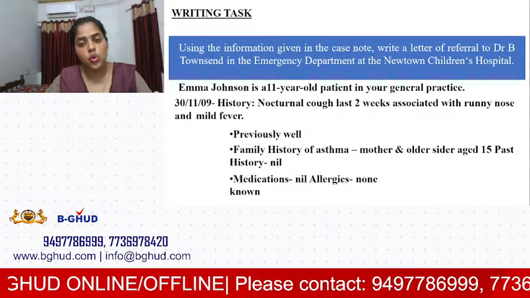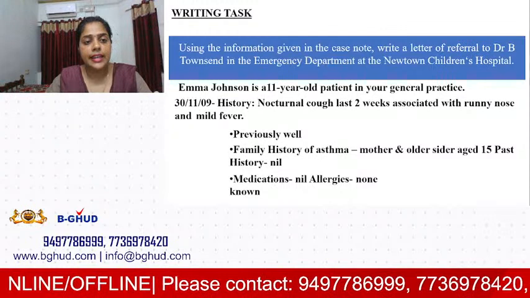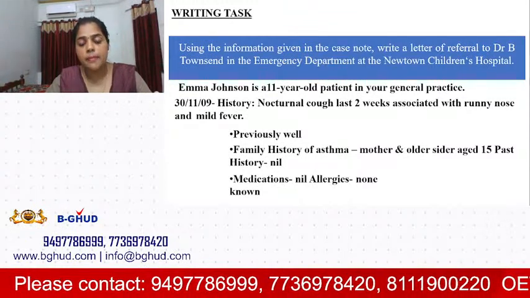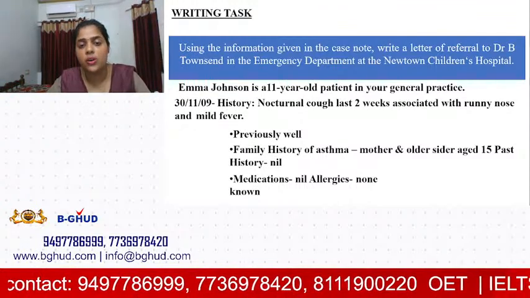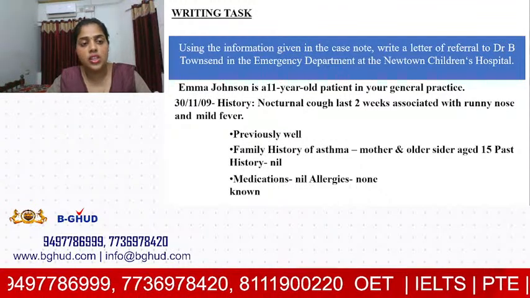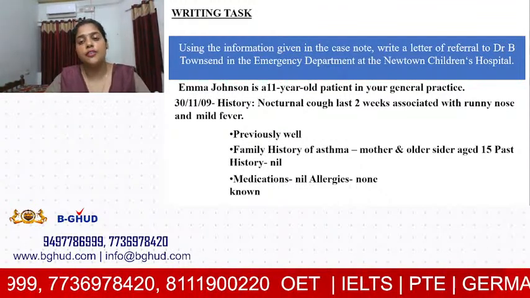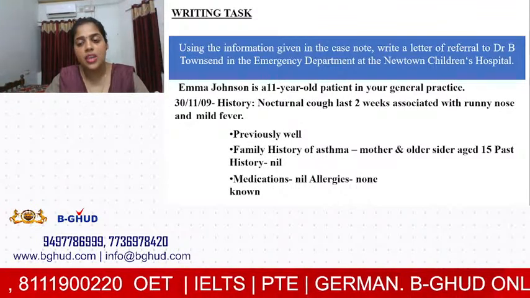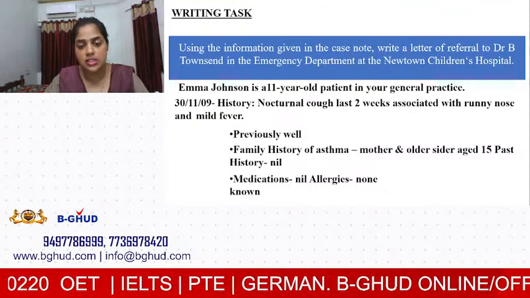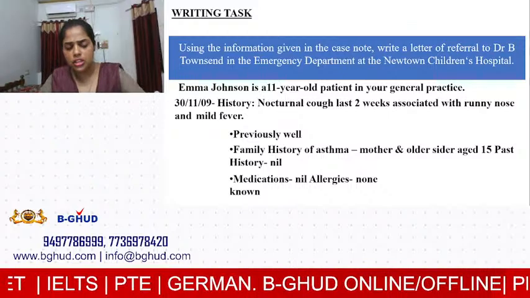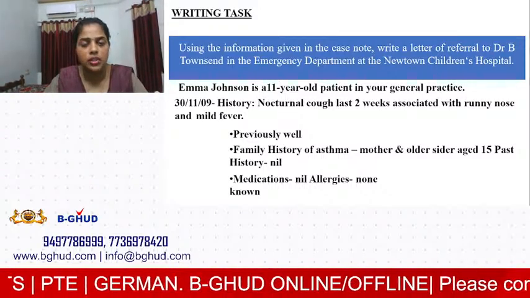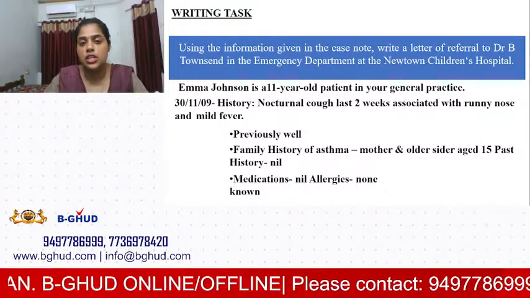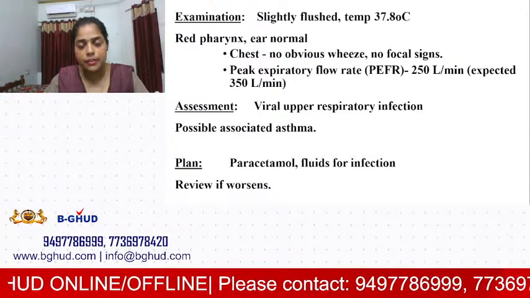Emma Johnson is an 11-year-old patient in your general practice. On 30/11/2009, she had a nocturnal cough for the last 2 weeks associated with a runny nose and mild fever. Previously, her condition was well. She has a family history of asthma, mother and older sister aged 15 years. Past history is nil, medication nil, allergies none known. So we did not get anything specific to talk about in depth. All we understood is that Emma has a nocturnal cough for the last 2 weeks associated with a runny nose. Let's move on to the next slide and discover more.